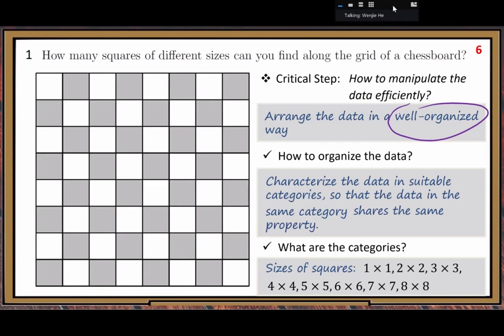Now, let us distribute our raw data in these 8 different categories. How about that? Then, in each category, can you see that all the squares in the same category should share some common property? The data in the same category, let's say 3 by 3 squares. Or let's consider all the 3 by 3 squares. Can we find a common property for 3 by 3 squares?